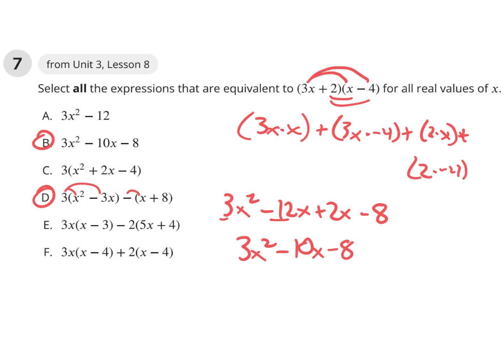F. 3x times x. I just took a 3x out of both. And a 2. All right, so F is alike. Oh, that was weird. Okay, that does it for these lessons' practice problems.